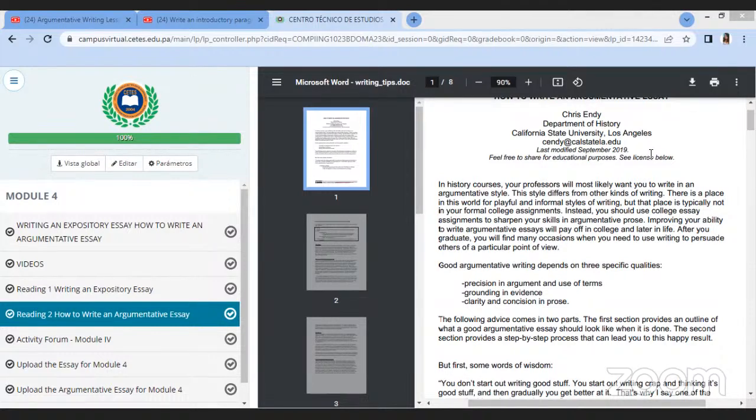Okay? So in the reading, you can find an important aspect here. Good argumentative writing depends on three specific qualities. The first one is precision in argument and use of terms.